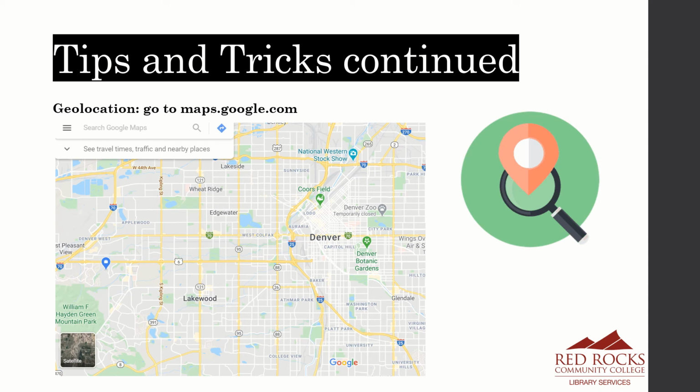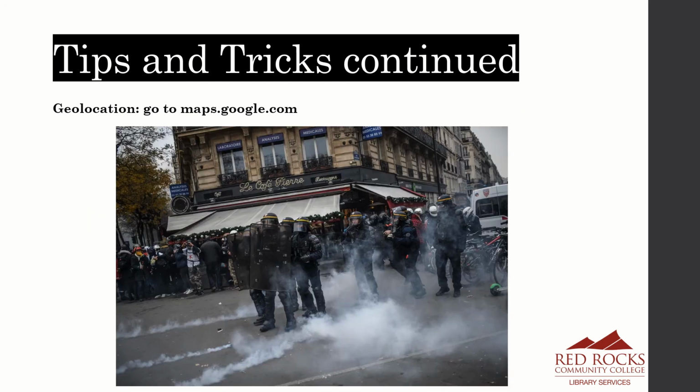So I'm going to provide another example of how to use this tip on trying to find the original source of a photo. So the first thing you're going to do to use geolocation skills is to go to maps.google.com, and it should bring you to something that looks like this. The photo I have in mind is going to be this one right here. I just found it on the internet and it says it's in Paris, so I'm going to use geolocation to see if that claim's correct or not.